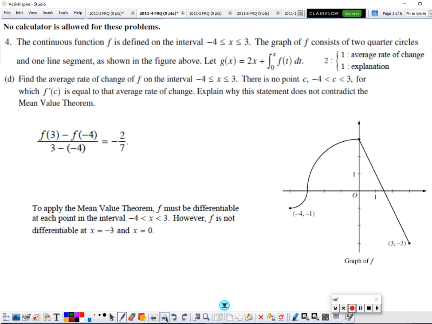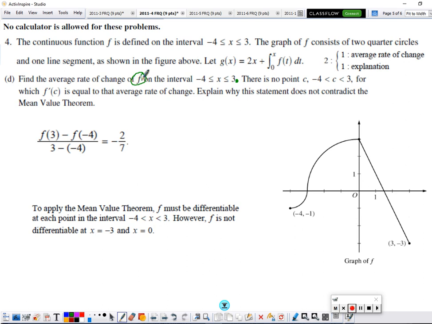Part D. Find the average rate of change of F on this interval. There's a period right there. You should stop. You shouldn't read anything more. If you keep reading, you're going to get confused. So just stop and do what it asks. Average rate of change means secant slope. Memorized fact. Average rate of change means secant slope. So it's supposed to find the secant slope of F.